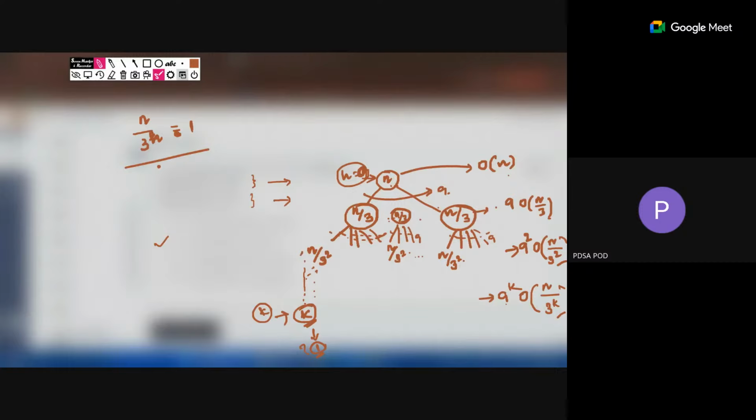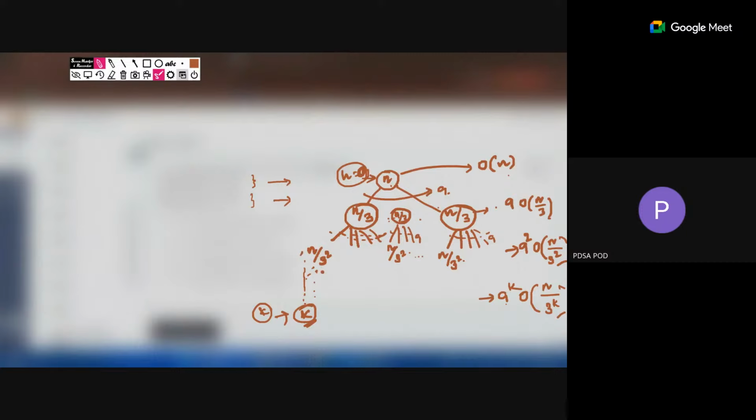Is this clear, from where it came? So what happened at the level k? You got this time, right? How we got this time? That's clear. How we got this time?